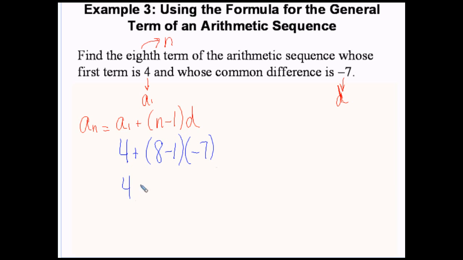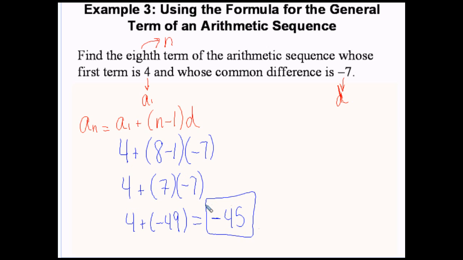So I start with 4. 8 minus 1 is 7, times -7. So I get -49 plus 4. So here's my A1 is 4, right? That's the first term. I want to know the eighth term, so it goes there. And then the common difference is -7. Okay, so that's what I plugged in. Then it's just a matter of working the math. So I do my subtraction here, then my multiplication, then my addition.